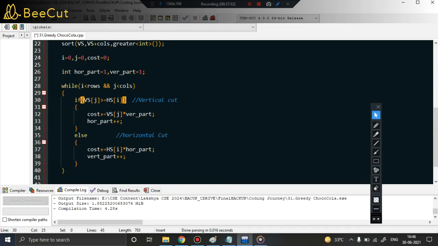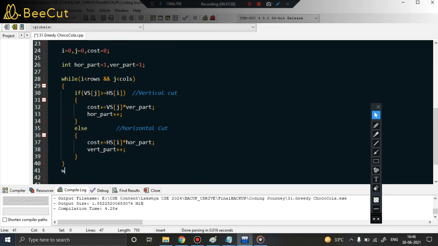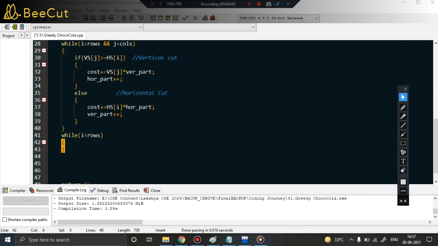I hope you understood Vs of j, Hs of i, and including the vertical parts, that's fine so far. But there might be a case when some elements will be left. So we have to copy those elements, right? So while i is less than rows, we should write something. Let me show you why I am doing this case.